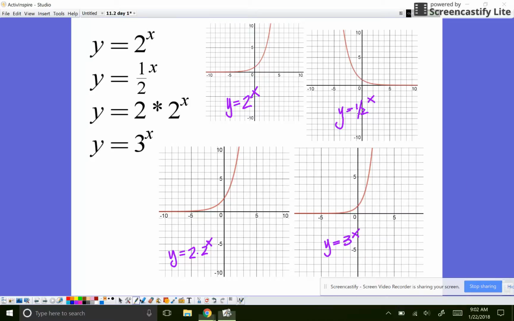This is my y-intercept here. So it's (0, 1) in this case. Here it's again (0, 1). Here it's (0, 2). And here again it's (0, 1).